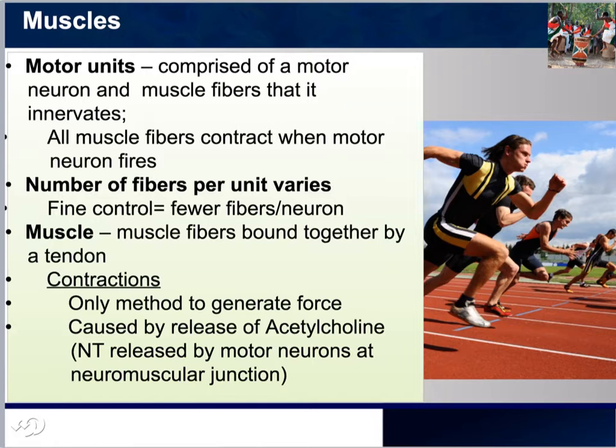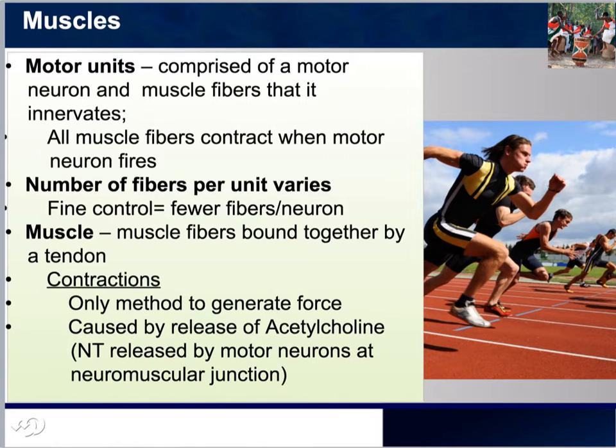The number of fibers that exist per unit varies from muscle to muscle. And we find that the more control we have, the more precise, the more fine control we have, the fewer fibers and neurons there are. Think of the muscles that you have in your fingers, which can move in various ways, in comparison to the muscle fibers that you would have in your hamstring or in your quads, which are very large muscles. Despite the fact that you'd have a lot more fibers in your thighs, you cannot do much with them. Whereas with your fingers, where you have fewer fibers, you could do various tasks with them.